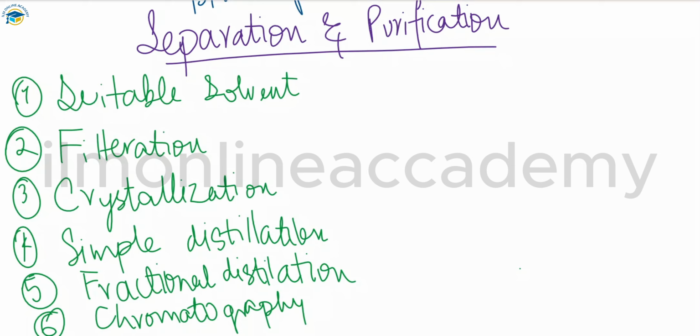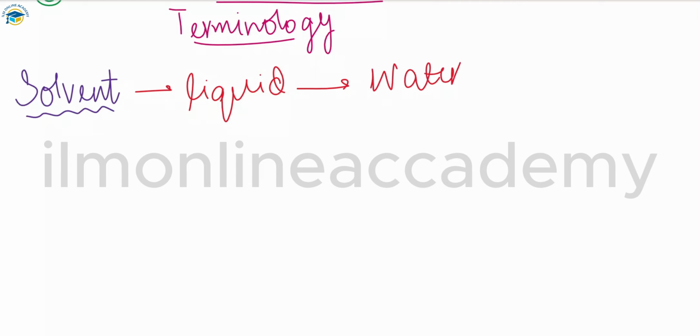Before moving towards these techniques of separation and purification, you need to know the following terms and terminologies used when describing a solution. First we will talk about the terminology of solutions, and the first one is the solvent. The solvent is the liquid in which a solute dissolves. This is just the liquid in which we dissolve any type of solute. An example is water. Water is a common example of a solvent.